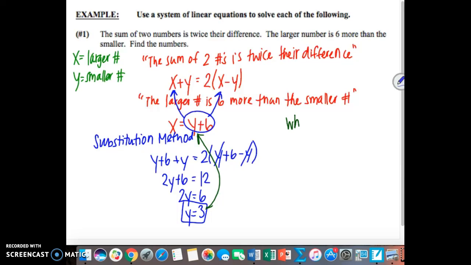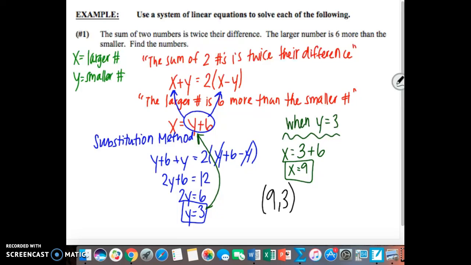So when y equals 3, we can find our x value. We have x equals 3 plus 6. Certainly 3 plus 6 equals 9, so x equals 9. So the coordinate of our answer is just 9, 3, which is just one solution. And since we have one solution, that tells us our two lines are intersecting. So intersecting lines.